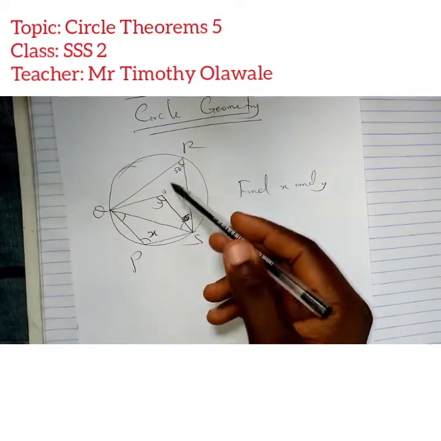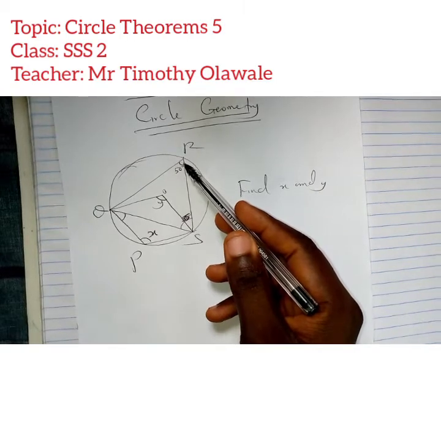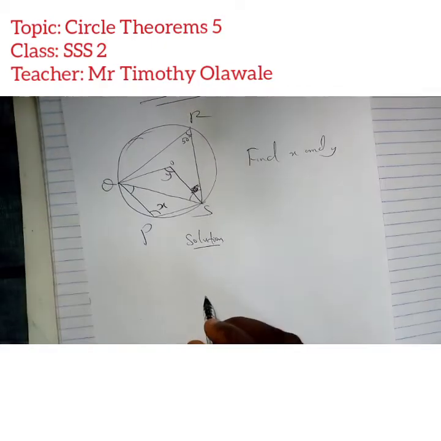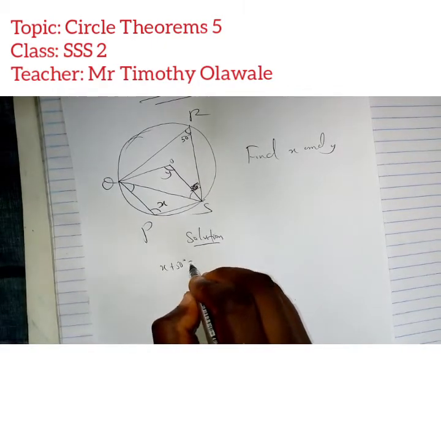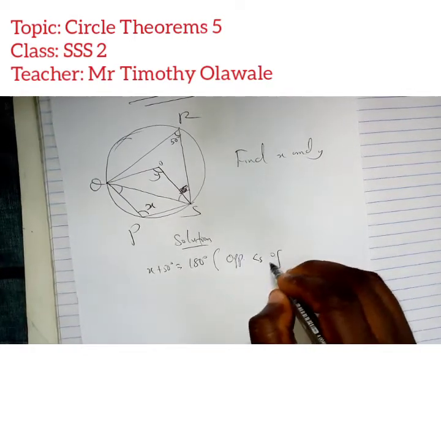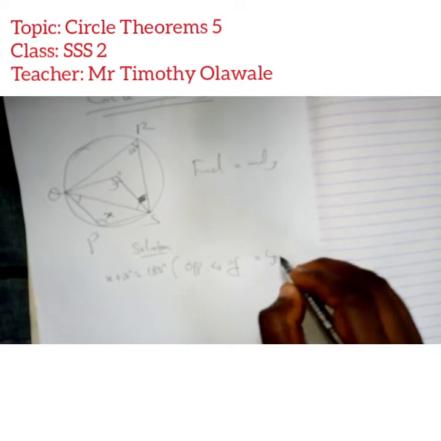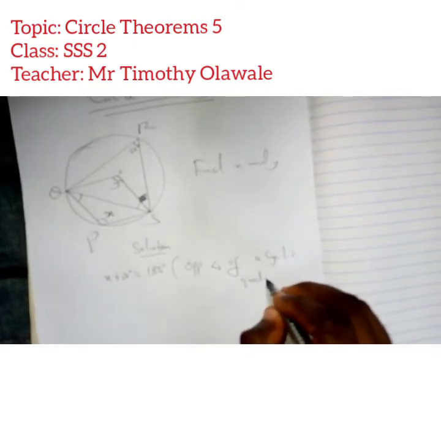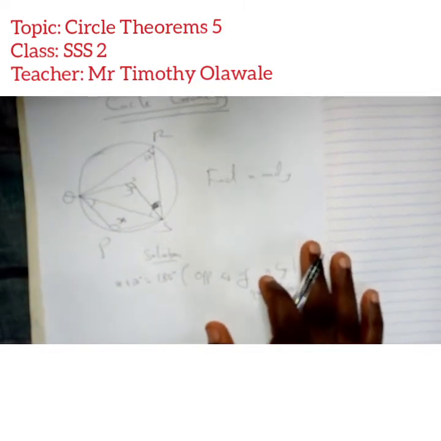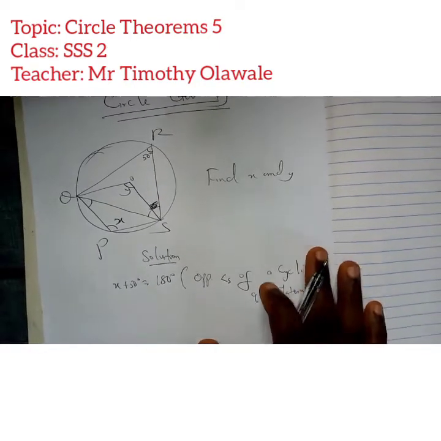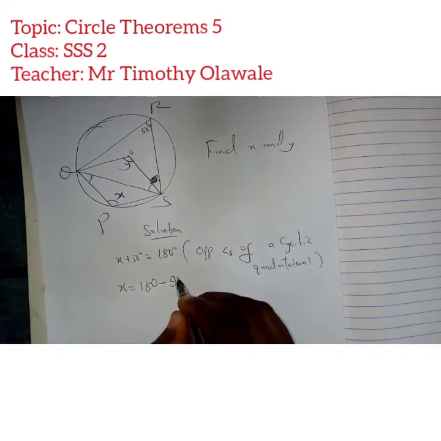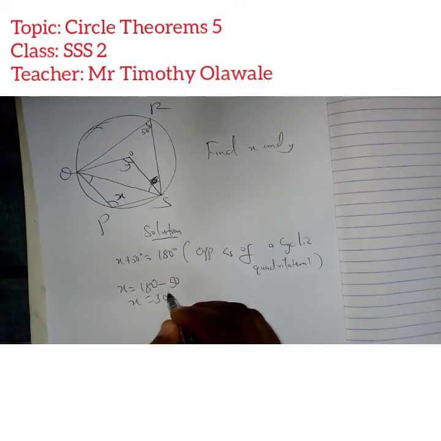So if you look at it, x plus 50 are supplementary. X and 50 are supplementary. So solution, I say that x plus 50 equals 180 degrees. Why? Opposite angles of a cyclic quadrilateral. All right, so we have x equals 180 minus 50. X equals what? 130 degrees.